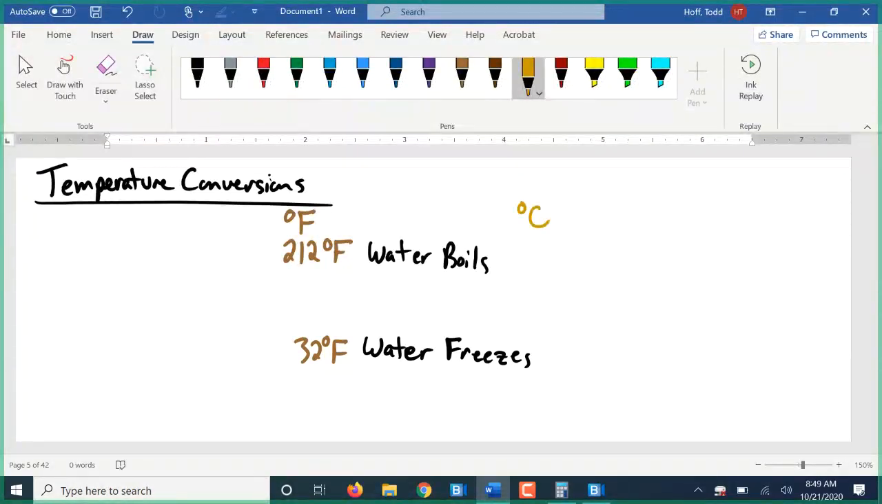The metricized temperature scale is the Celsius scale. Can anybody tell me what temperature water freezes at in the Celsius scale?